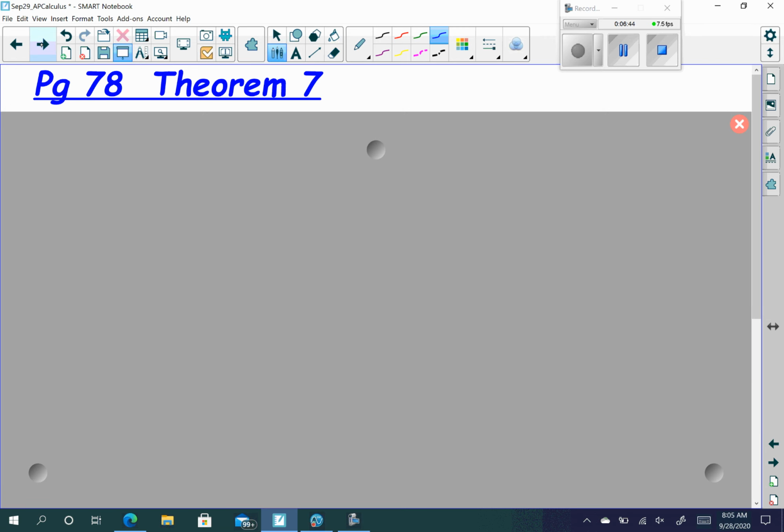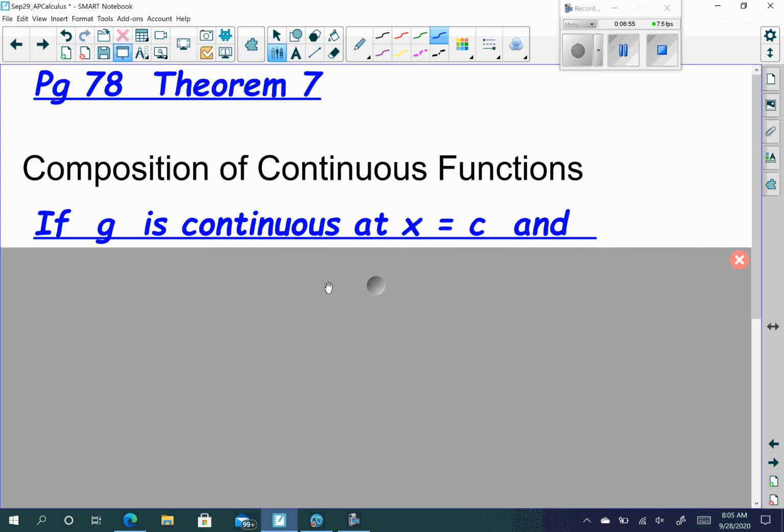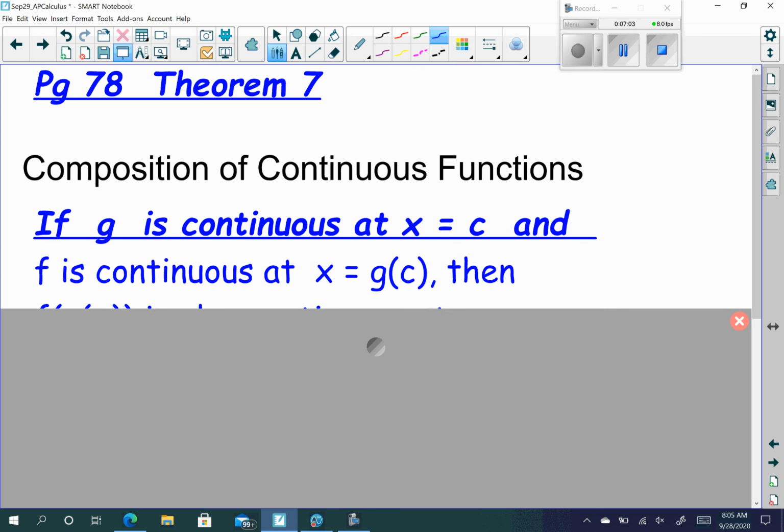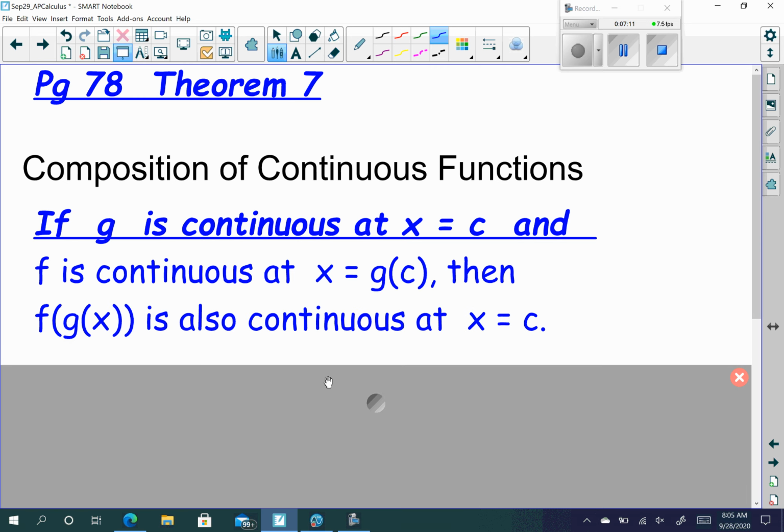All right, and theorem 7 on page 78, it was a composite of continuous functions. So this is, again, just a little checklist that we can go through. Composition of continuous functions: if g is continuous at x equals c, and f is continuous at x equals g of c, then f of g of x is also continuous at x equals c.